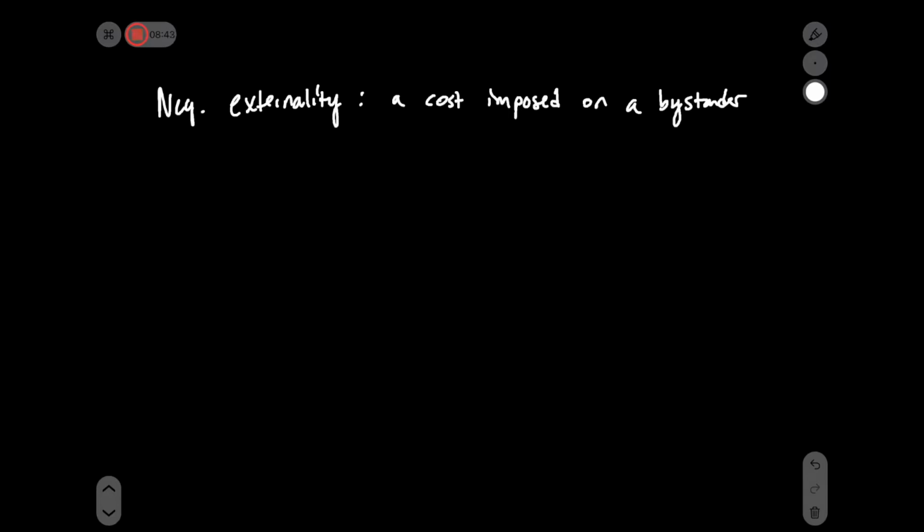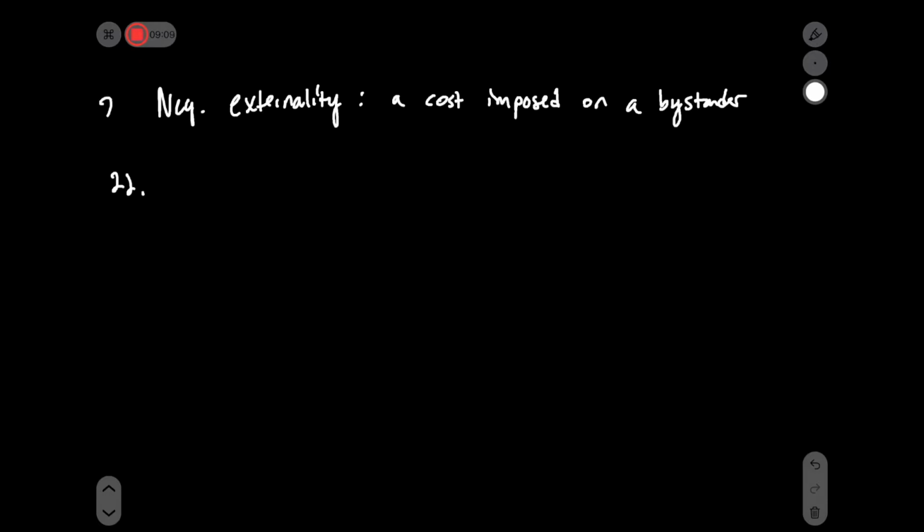A negative externality occurs when blank. In this case, remember, a negative externality is defined as a cost imposed on a bystander or a third party, right? Somebody who's not buying or selling, they're not consuming, they're not producing. However, they are adversely affected by this market activity in that they end up having to pay a cost as a result of somebody else's actions. And so the answer here is C. Some of the costs of producing a good are paid by someone other than the producer.